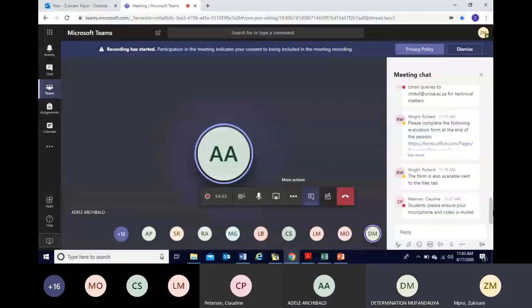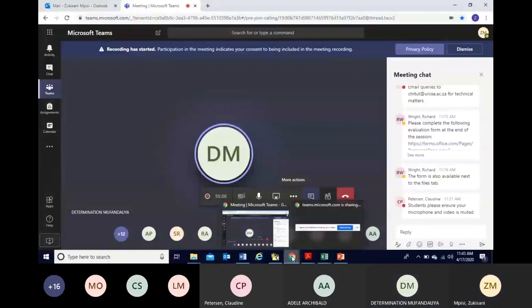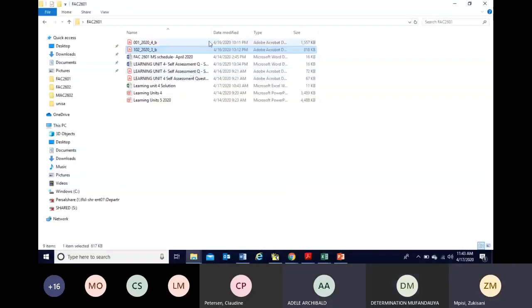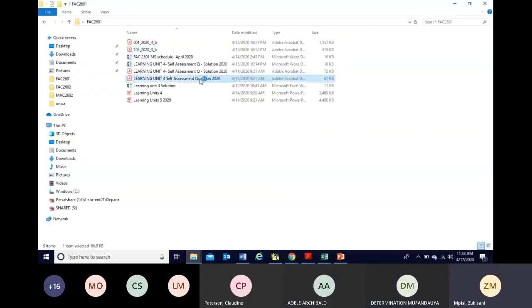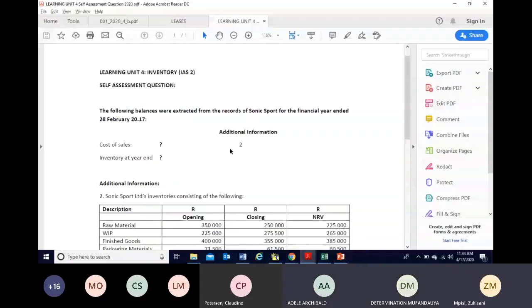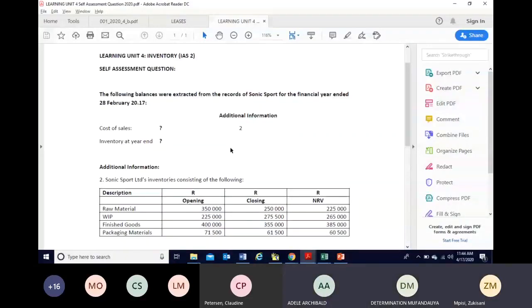So the next one that we are going to be covering is your question, which is posted on additional resources. It's posted on learning resources. It's your question now to expand on the knowledge on inventory again. So here is the question. It says the following balances were extracted from the record of Sonic Sport for the financial year ended 28 February 2017.